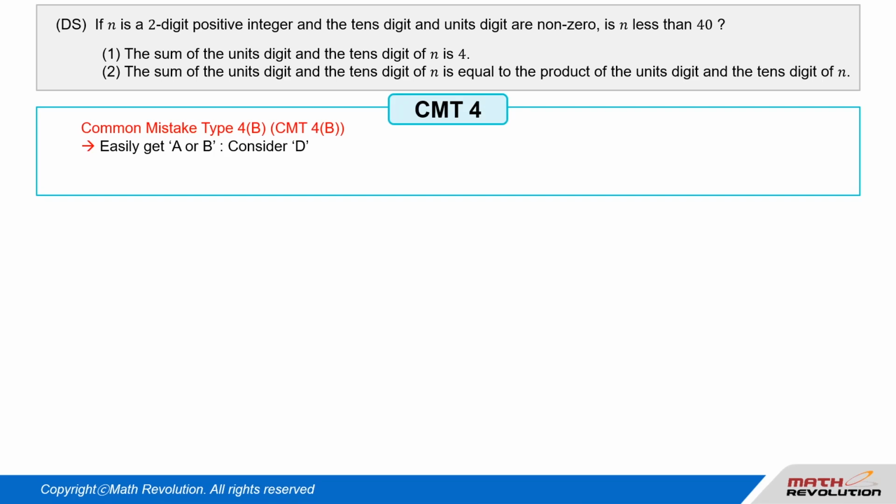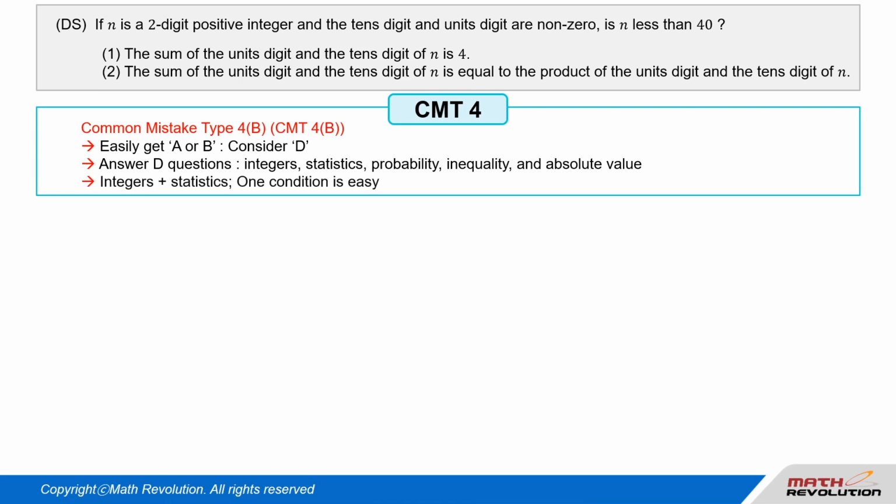Solution. Now we will solve this DS question using the variable approach. Common mistake type 4B. If you get A or B as an answer too easily, then consider D. CMT4B tells us that if the answer A or B is arrived at too quickly after counting variables and equations, consider D as an answer. So, be careful in the key questions, which deal with integers, statistics, probability, inequality, and absolute value. If you do not apply the CMTs with the variable approach, you are likely to fall in a trap and get the wrong answer.